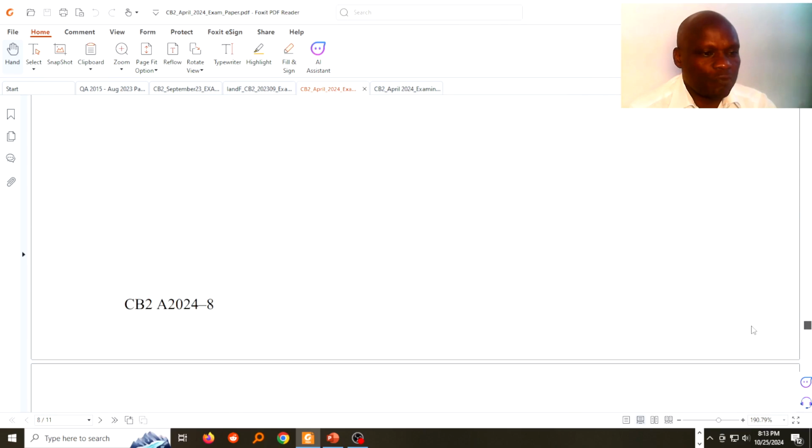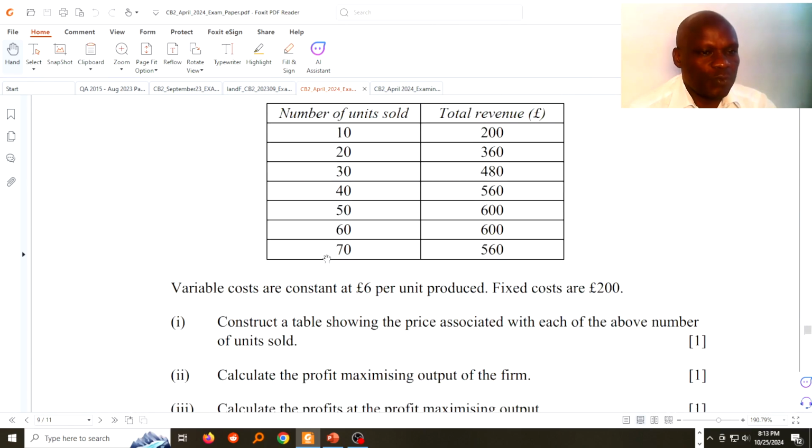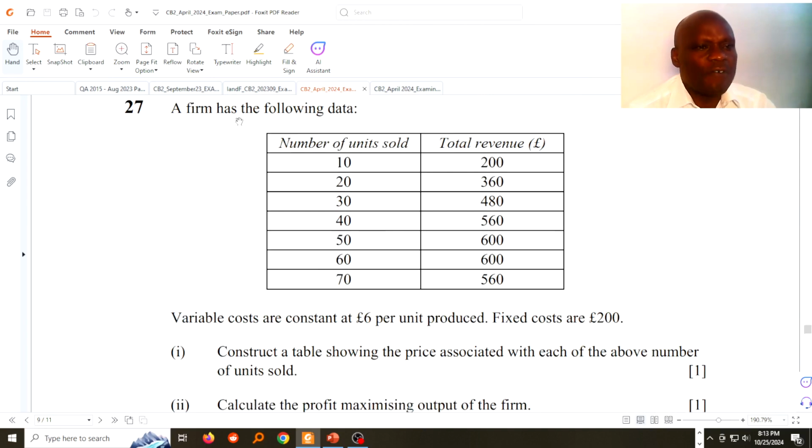Now, the question of interest is question 27, which says, a firm has the following data. Number of units sold is given here. Now, this is our Q column. Then total revenue is given as this. This now is our revenue column. Variable costs are constant at 6 per unit produced.